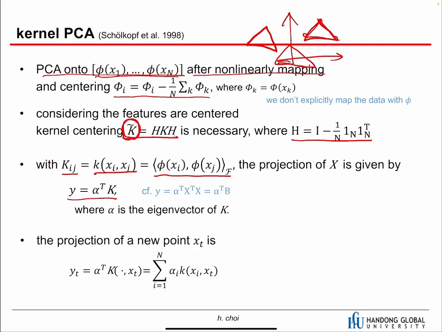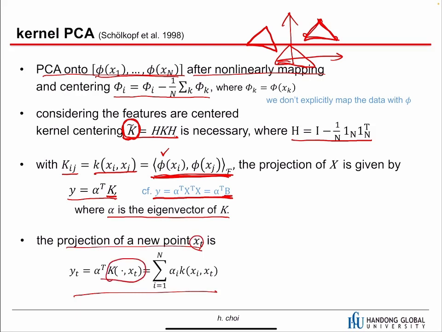In the previous slide we talked about this one, and B is the inner product matrix in the data space. Now K is the inner product matrix in the feature space. That's the only difference. And again, in kernel PCA, we don't have to define the function phi. Again, alpha is the eigenvector of K. It's basically the same thing as in the previous slide. The projection of a new point x of t is given by this. So instead of B, we use K here.